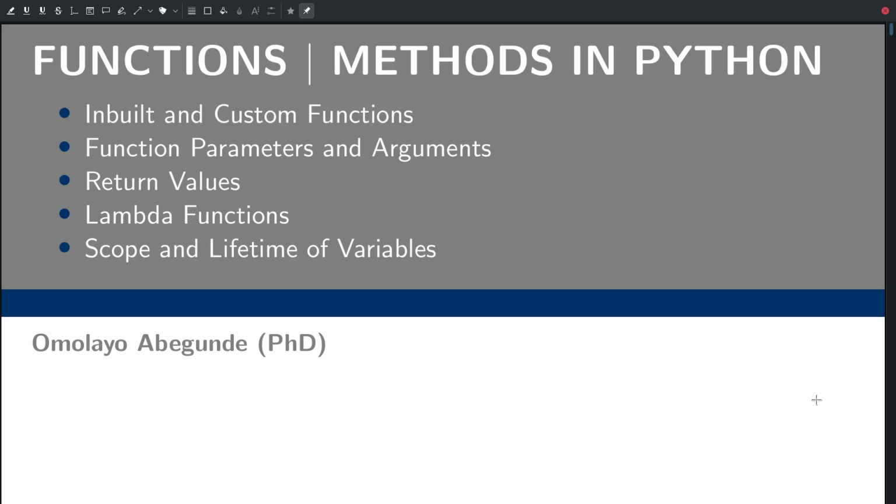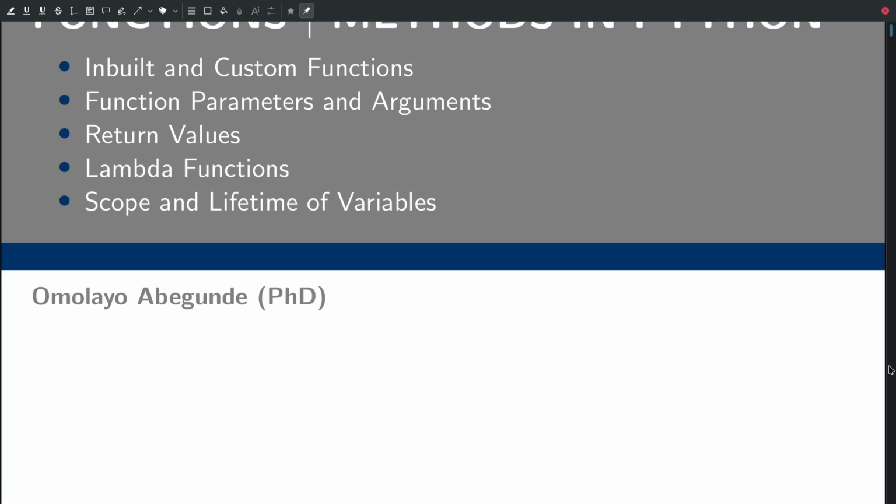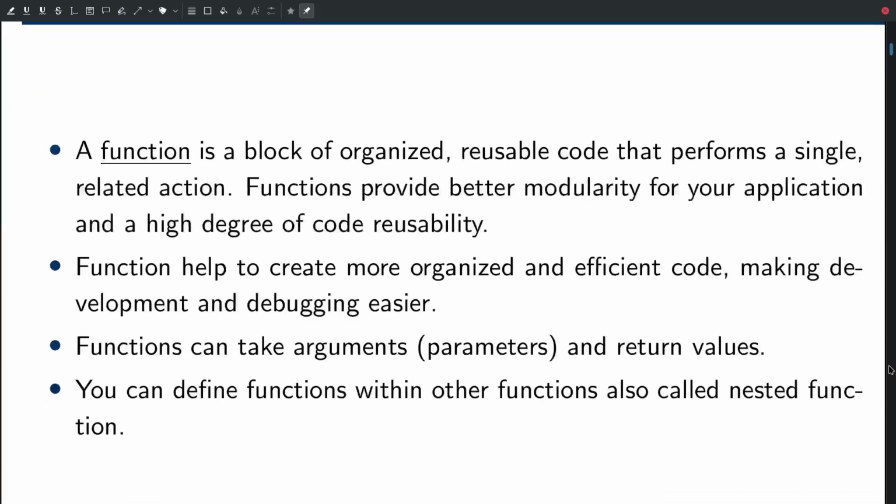Today we go into functions and methods in Python. Here we are going to look at the inbuilt and custom functions. We're going to also look at function parameters and arguments, return values, lambda functions or anonymous functions, and the scope and lifetimes of variables in Python. Now let's dive in and look at functions.